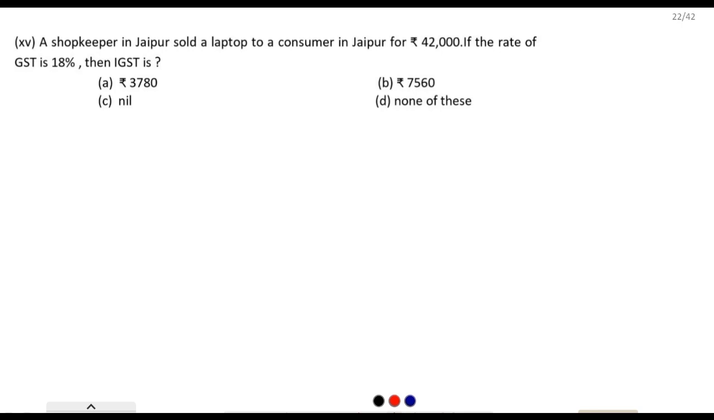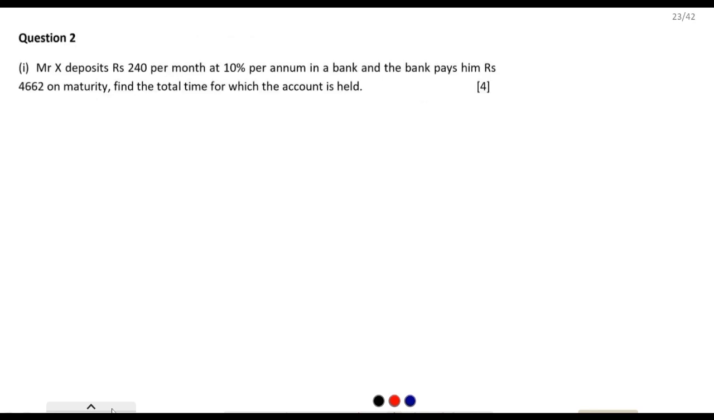In this question, transaction is Jaipur to Jaipur, means it is intra-state transaction. And in intra-state transaction, no IGST will be applicable. So the answer is nil. Now come to the question number 2. It is also compulsory question.